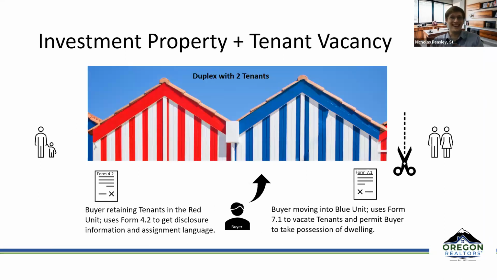This is an example of what can happen if you have an investment and a tenancy vacancy that happens simultaneously. A duplex that has two tenants in it, for example. The example would be the buyer purchases the property and wants to move into the blue unit, doesn't care about the red unit. The buyer moving into the blue unit would use Form 7.1, and they would vacate their tenants out and then take possession of the blue unit and move in. And the red unit, you would use Form 4.2, and you would turn that into an investment property, because that is then a lease that you have with the tenants in that red unit. So you can do both at once.